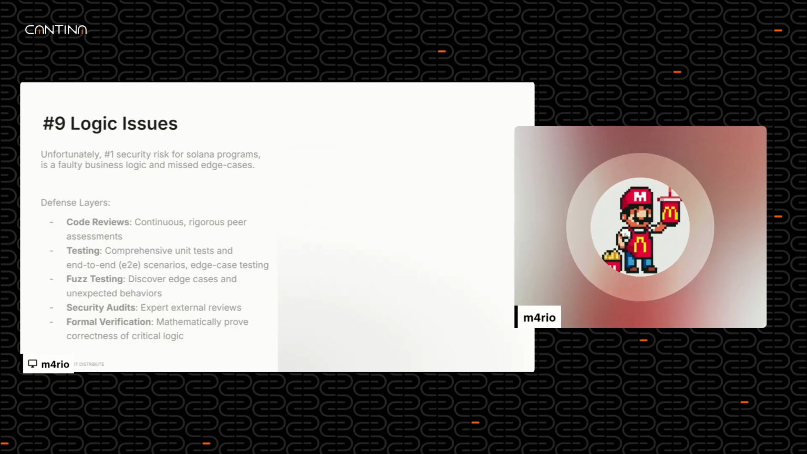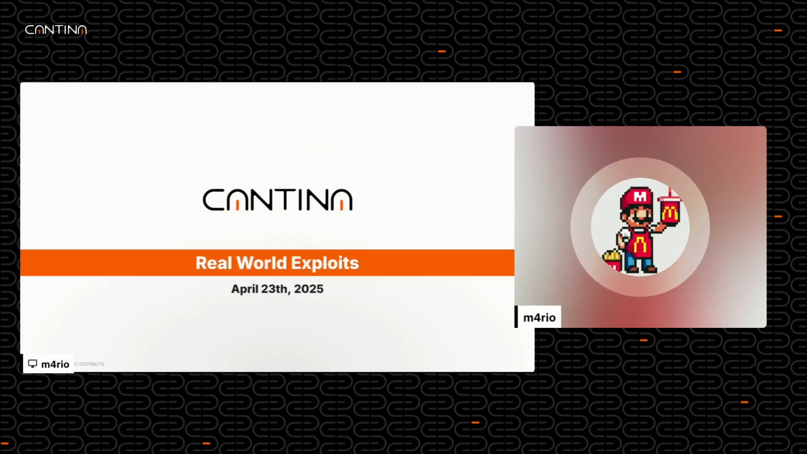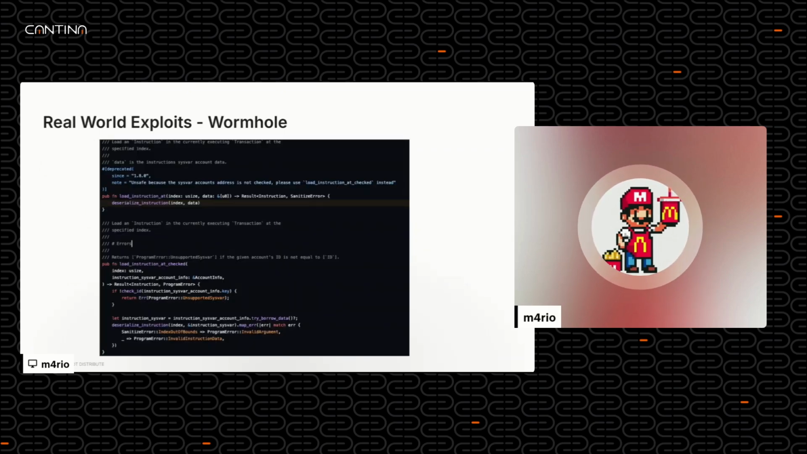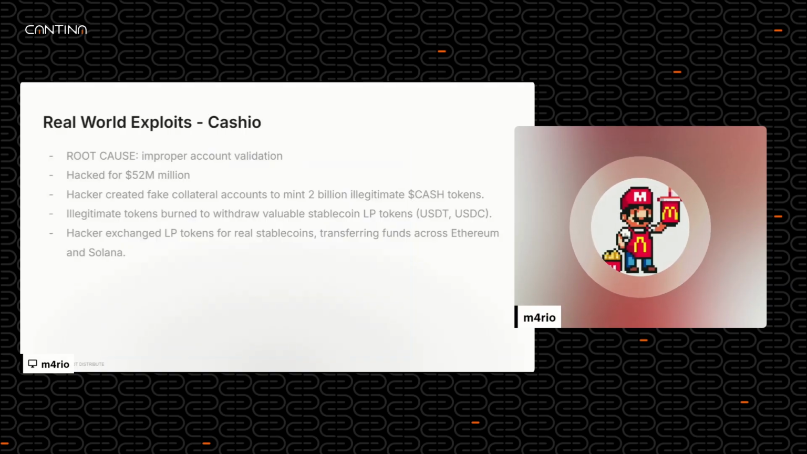And I'm not going to manage to go through the real world exploits, but I wanted to present just two. The Wormhole one, which is quite interesting. By using a deprecated load instruction function, the attacker managed to drain good amounts of capital. This is basically the deprecated function that was used. And the Cashio one, which was basically improper account validation.